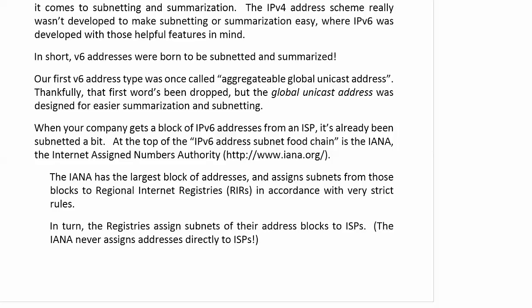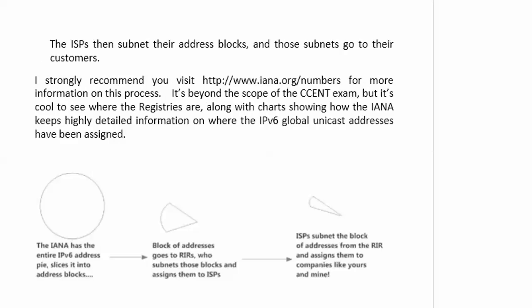In turn, what happens then is that the registries assign subnets of their address blocks, the ones they got from the IANA, they assign subnets of those blocks to the ISPs. The IANA never assigns addresses directly to the ISPs. The registries have to be involved. The ISPs then take those address blocks and they subnet those, and finally those subnets go to their customers. And you can see on the board, it really is like a pie.